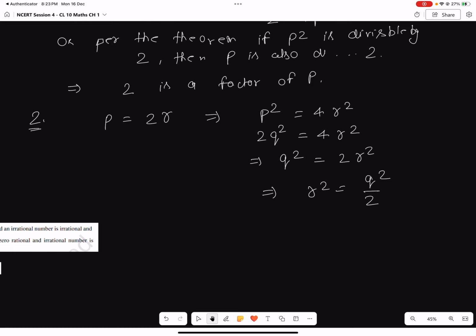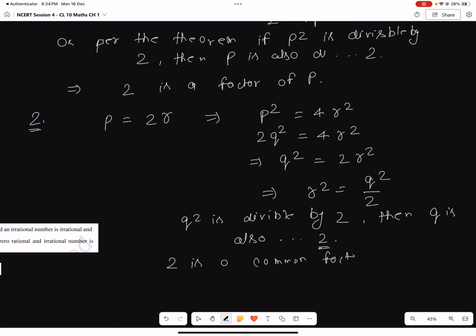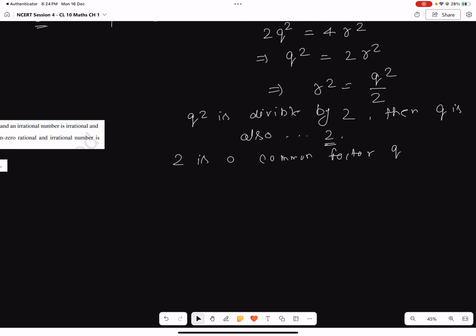Again, if we apply the same theorem, it will say q square is divisible by 2, then q is also divisible by 2. So that means 2 is a common factor of q, right? So what we have derived here: 2 is a common factor of p and 2 is a common factor of q. That means they have a common factor other than 1 also.